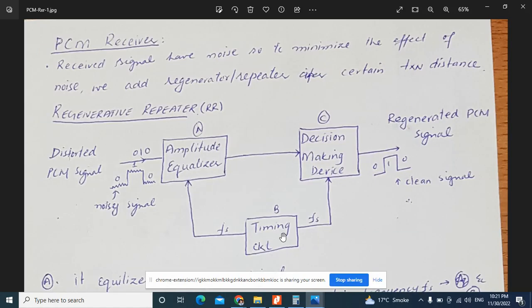We have a timing circuit which provides the sampling frequency to the amplitude equalizer and the decision making device. When you pass the signal through the decision making device, it uses the sampling frequency, which is a synchronized sampling frequency. Then after that we get a clean signal, as you can see: 0, 1 and then 0. This looks like a clean signal, or you can say the regenerated PCM signal.